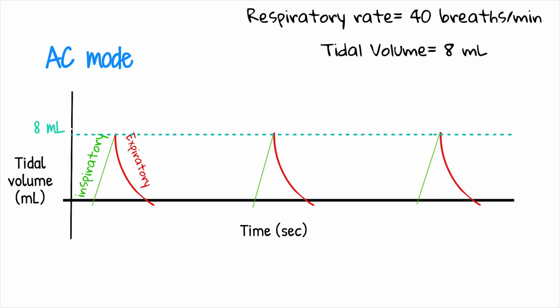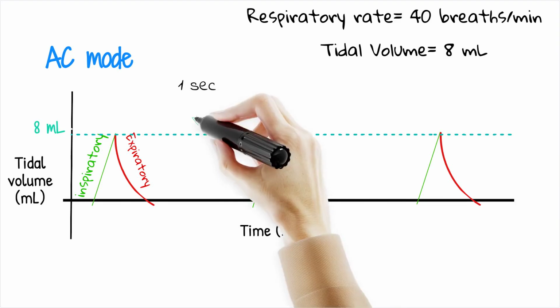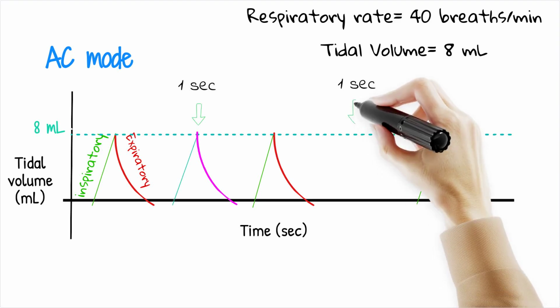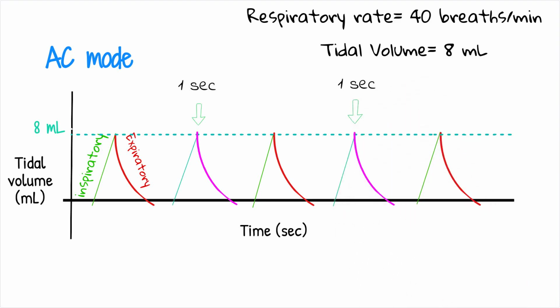But let's say before the 1 second mark, the patient attempts a breath. What happens? Well, in assist control mode, the patient merely attempts to trigger a breath and the ventilator will take over and deliver the full set tidal volume. Notice how the delivered volume is the same as the other breath where there was no patient trigger.